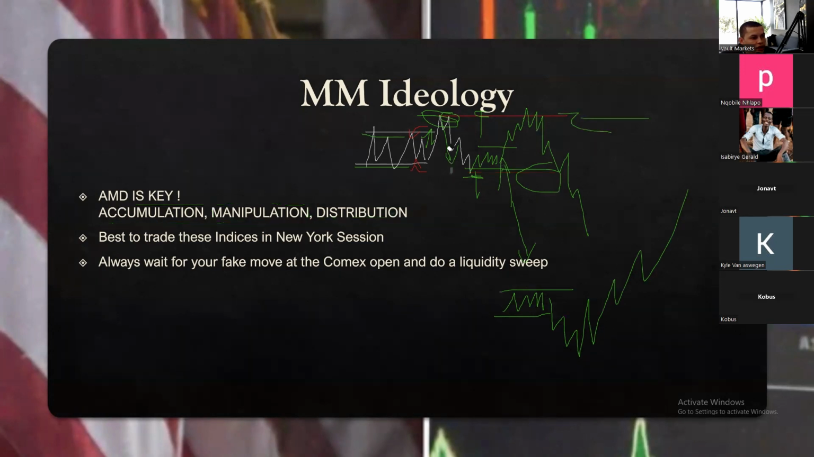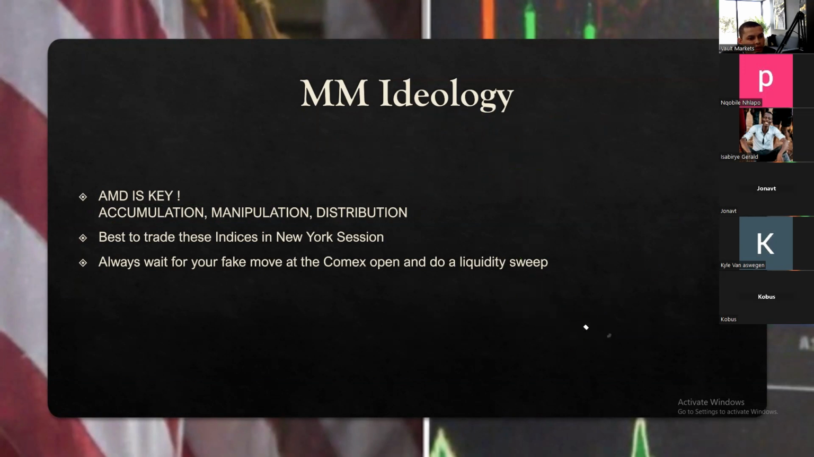Just let me know in the chat if I'm going too fast. But I feel like we have to always cover this because it's very, very important, and the smallest things make the biggest difference. So it's very important: accumulation, manipulation, distribution. The best time to trade is in New York, and always wait for the open to take place at 3:30. Okay.